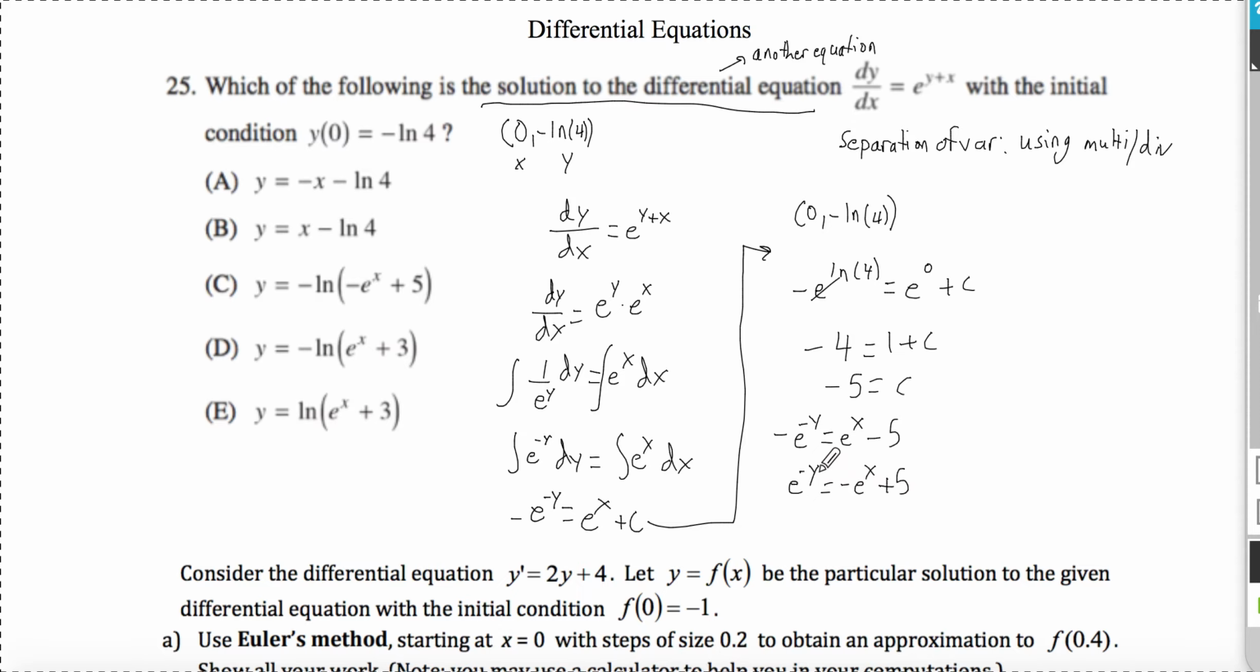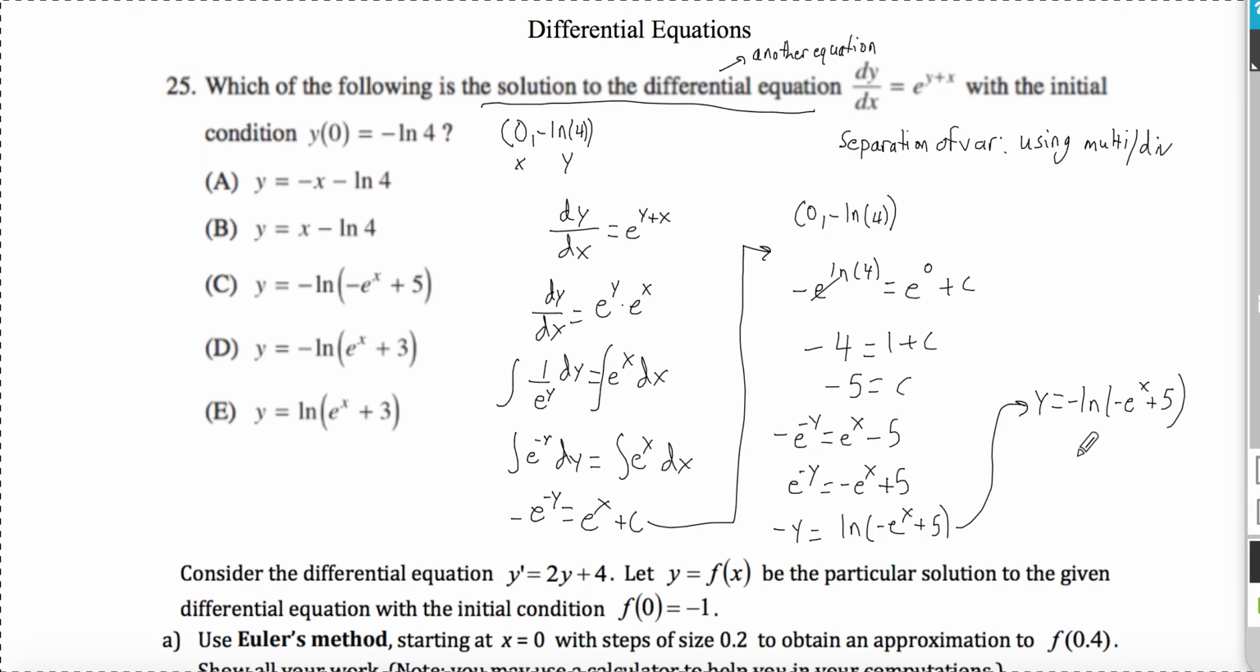Now I need to get to y, so let me take the natural log of both sides. The natural log of e to the negative y will cancel out the e, and we'll get negative y. But that'll leave me with the natural log of negative e to the x plus 5. Now I got negative y, so let me multiply that negative sign to the other side and get y equals negative natural log of negative e to the x plus 5.